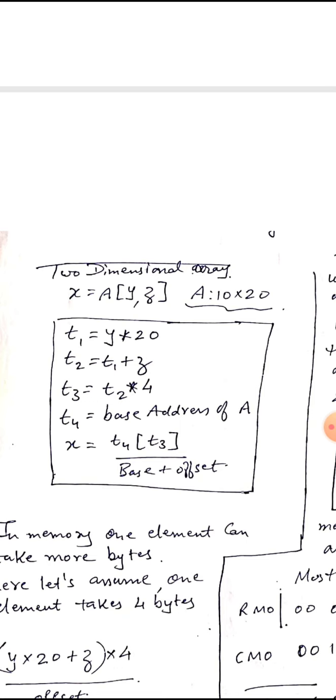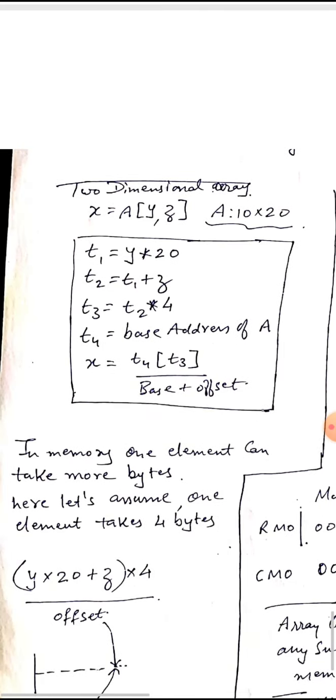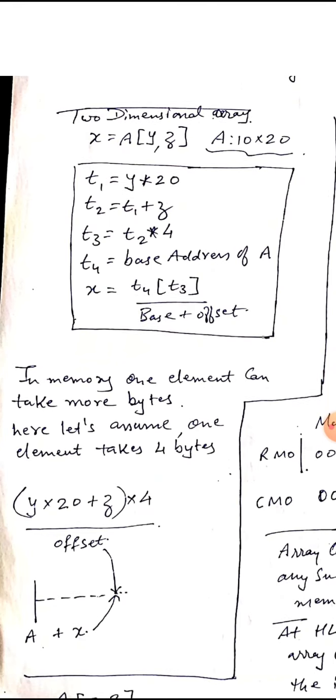T1 equal to y into 20, T2 equal to T1 plus z, T3 is equal to T2 into 4, assuming that 4 is the size. And T4 in that case will give you the base address of A. Let's say T4 equal to base address of A, and then finally I am saying x equal to T4 bracket T3. So this is nothing but addition of base plus offset. In memory, one element can take more bytes also, right. So here let's assume that one element takes 4 bytes. That's why we have written in the T3 statement that T2 into 4.